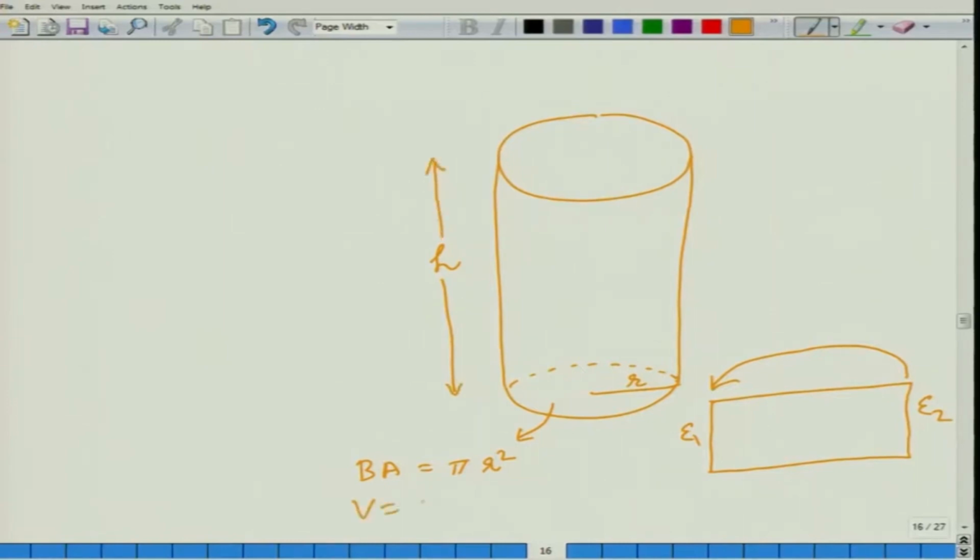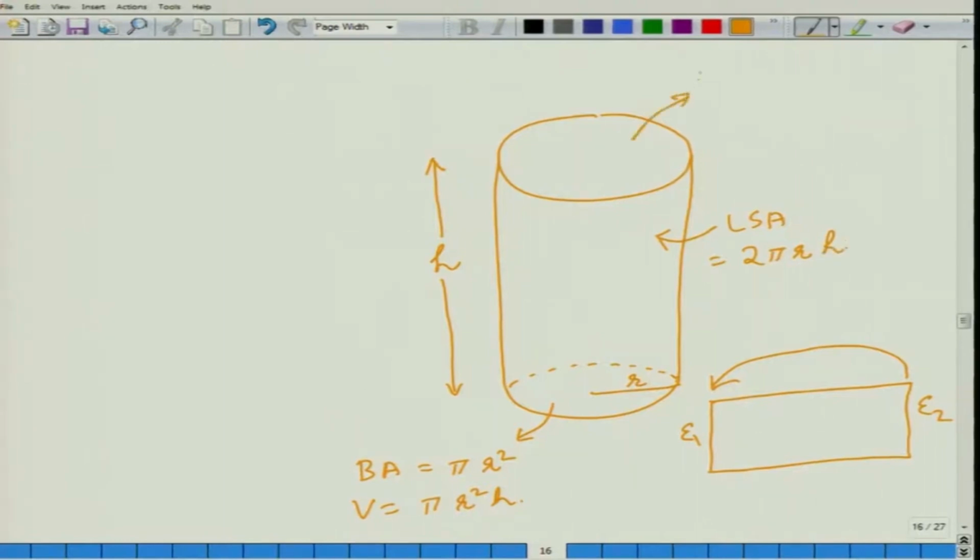So, the volume is equal to pi r square h. Now, suppose we wish to figure out the lateral surface area. The lateral surface area is the surface area on the sides of a cylinder. It is given by the circumference of this circle multiplied by the height. So, the lateral surface area is 2 pi r into h.